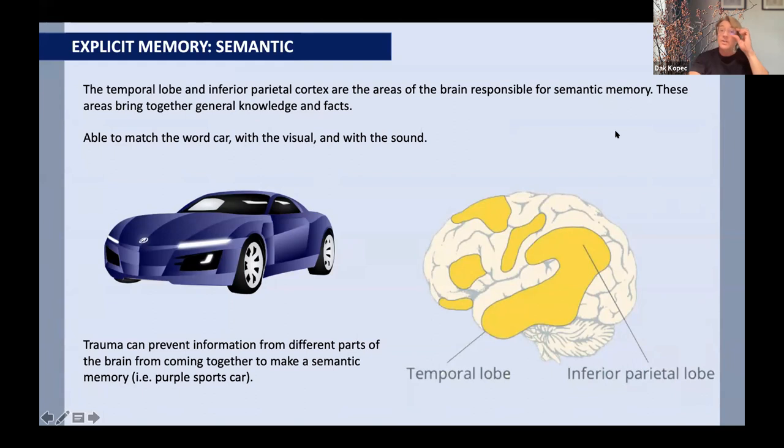So that's where our semantic memory is, which means that I have to have neural connections between here, between the lower portion of the yellow to the middle portion of the yellow to the top portion of the yellow to the front. Now that can all be damaged from stroke.